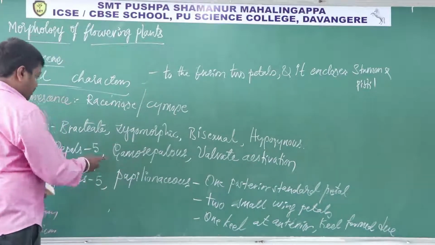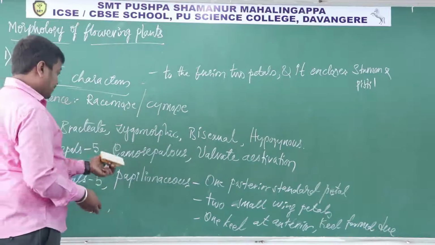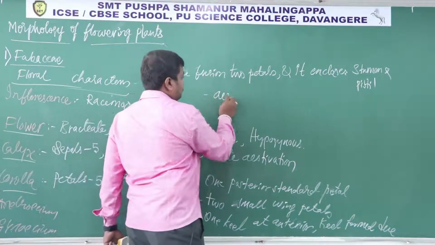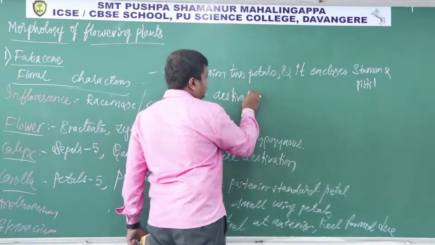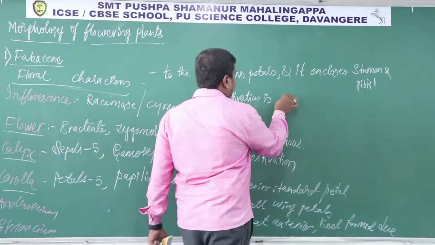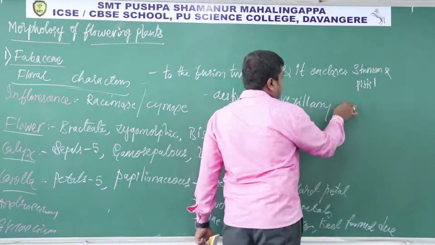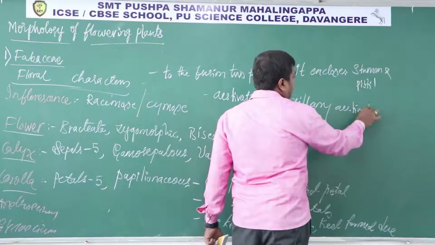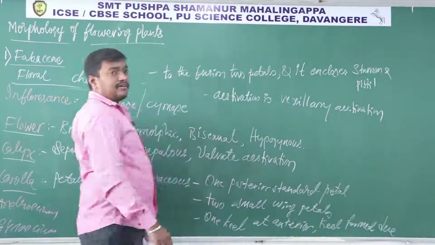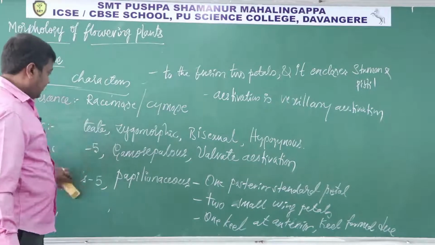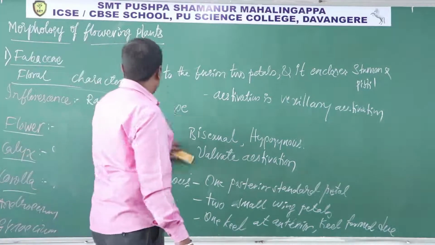Okay, so let me explain that papilionaceous corolla again, and finally estivation is a very special kind called vexillary estivation. So estivation is vexillary. Okay, so let me explain with the help of a diagram. The petal condition is very special here.